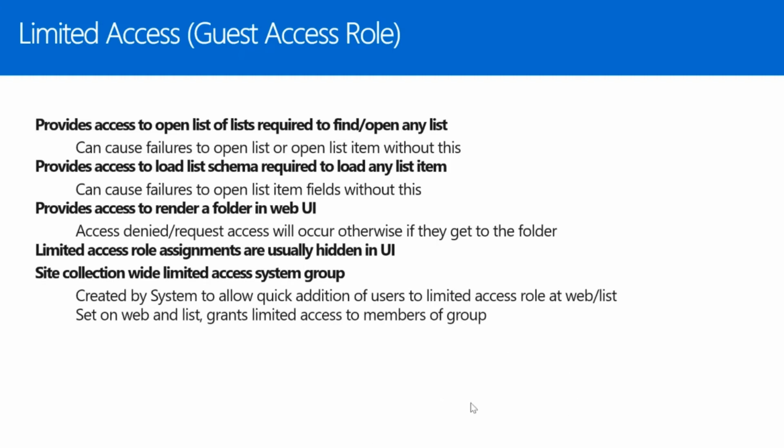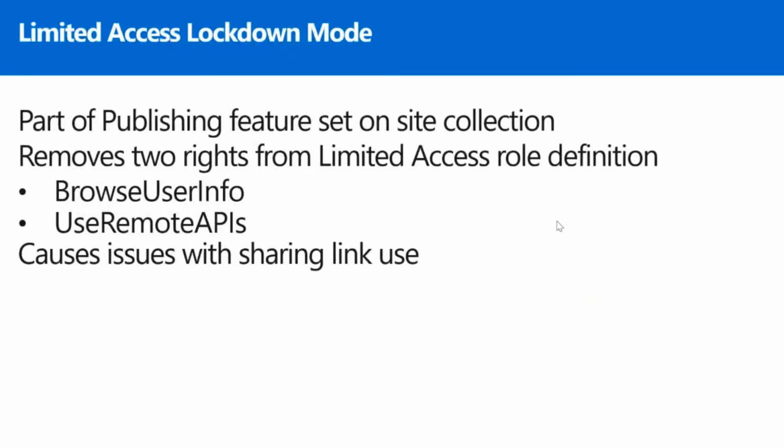Now let's talk about a feature that impacts the limited access role. It's called the limited access lockdown feature. It's a site collection feature, and by default, it is disabled on all the sites so that we allow users with limited access to access objects in SharePoint. But at times, administrators may enable this feature for some purpose, and this leads to the removal of two permissions from this permission level, which are browse user info and use remote APIs. And this can lead to users getting access denied.